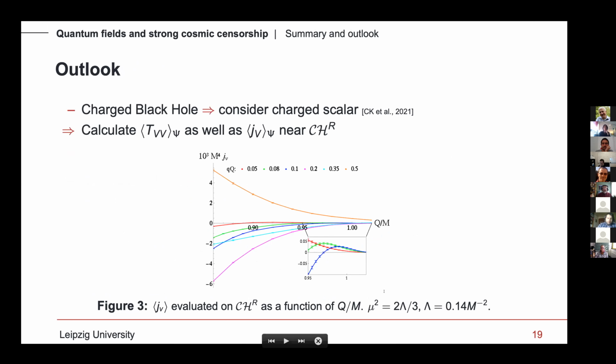So as you will notice, our cosmological constant here is rather large. It's actually the largest of the three that we scanned for the real scalar. And this is because for this cosmological constant, we found that in the whole parameter region we looked at, this instability should be absent.